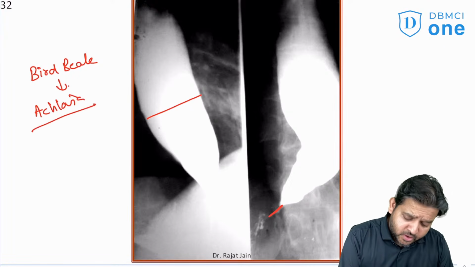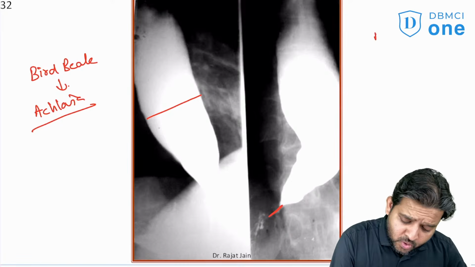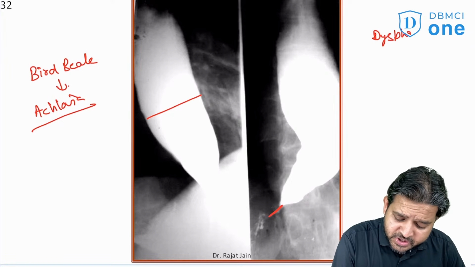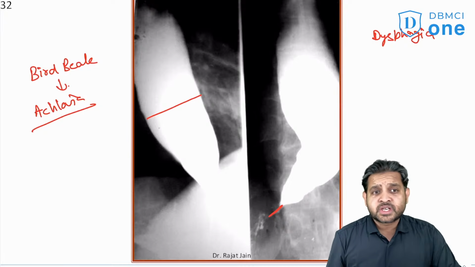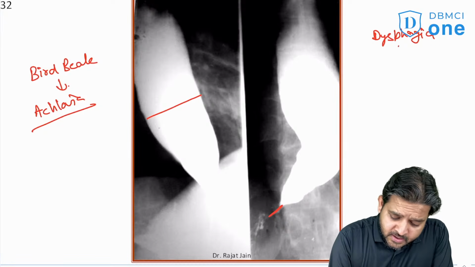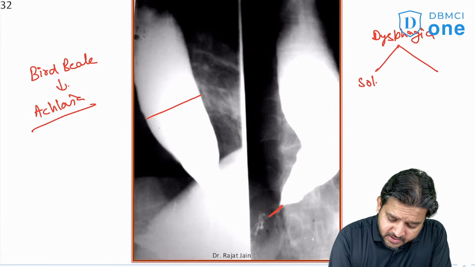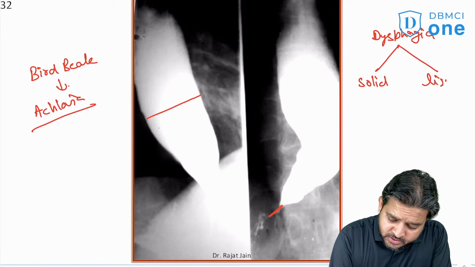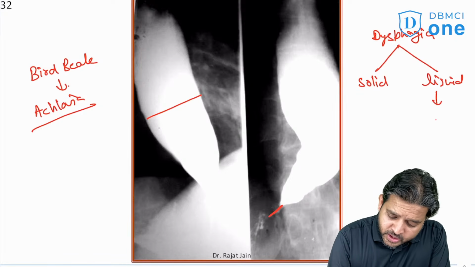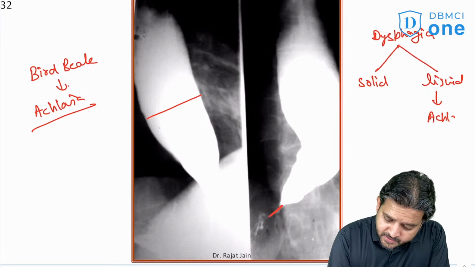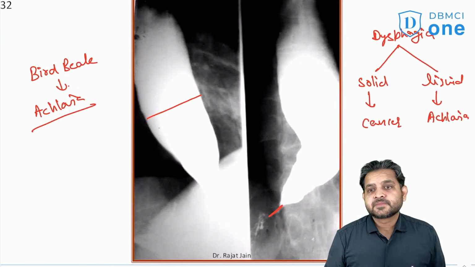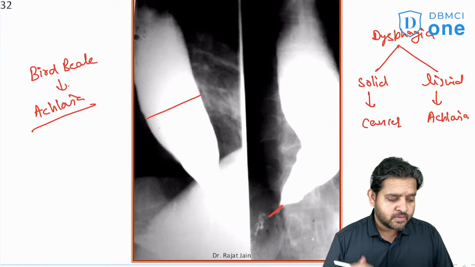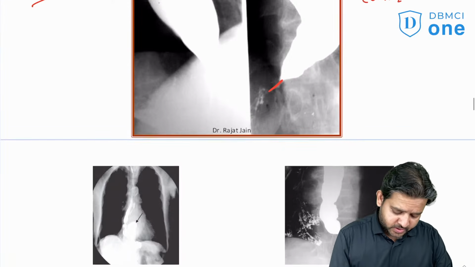It is to be noted that a lot of students will get confused here. There will always be a history of dysphagia. And if you ever get confused, is it achalasia or cancer? Look at the pattern of dysphagia. Is it to solids or to liquids? If it is more to liquids, it is achalasia. If it is more to solids, then it is cancer, right? That is what is going to help you in reaching the correct answer.